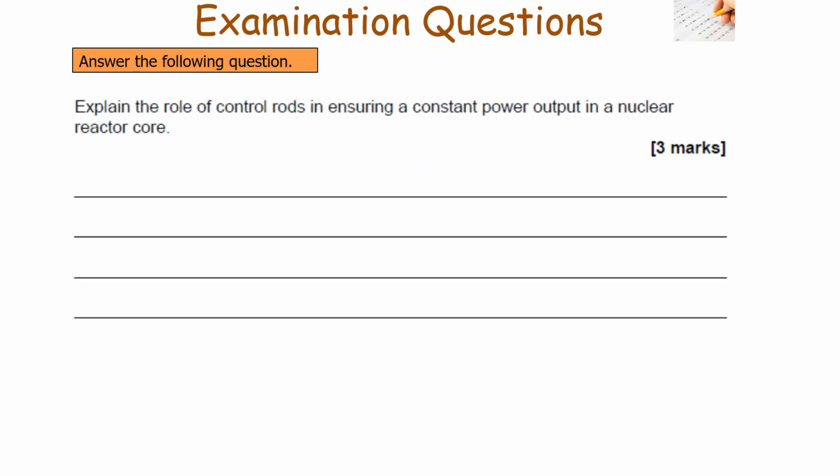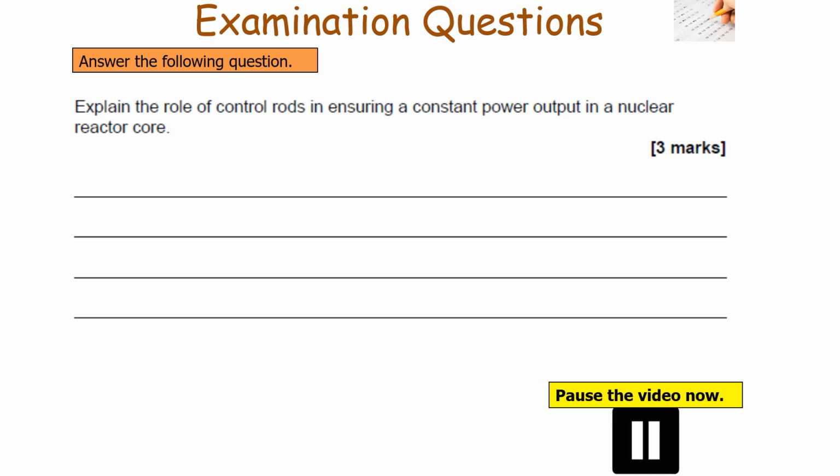Next question. Explain the role of the control rods in ensuring a constant power output in a nuclear reactor core. So pause the video now, then unpause the video when you want to go through your answer.